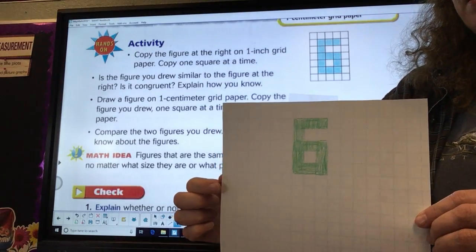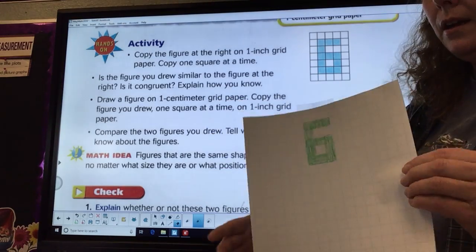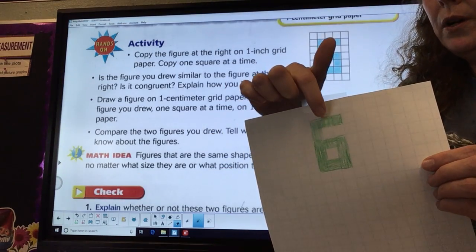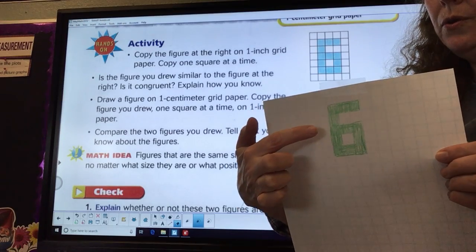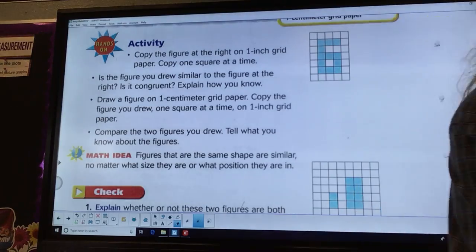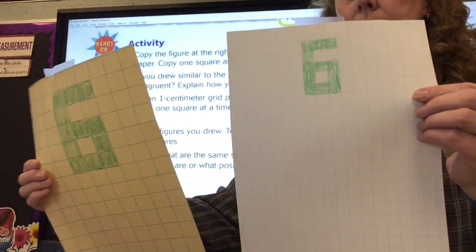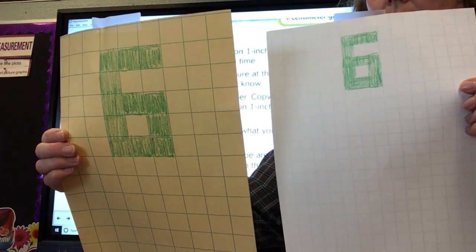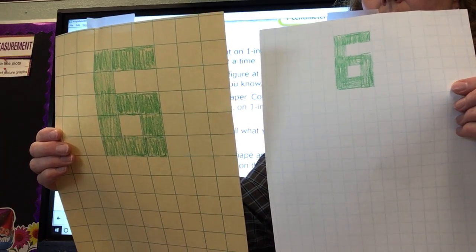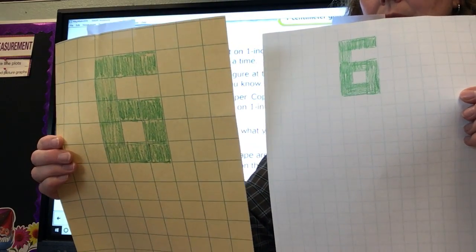If you take a close look, it looks a lot like what's up here. If we count the squares, 1, 2, 3, 1, 2, 3, 4, 5, and so on and so forth. And I can even hold my other one up next to that. And there's an example of similar figures also. This one is on a smaller grid. This is on the larger grid.